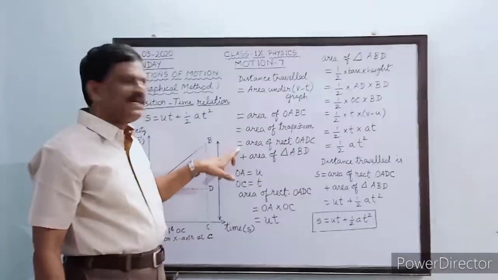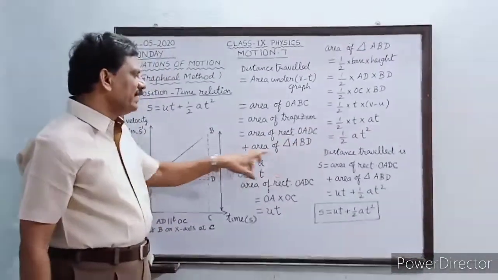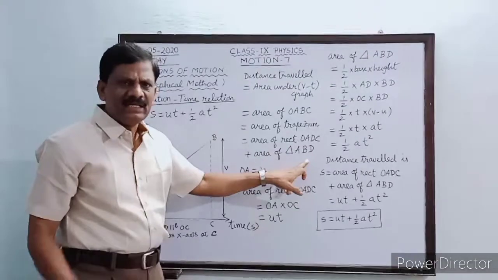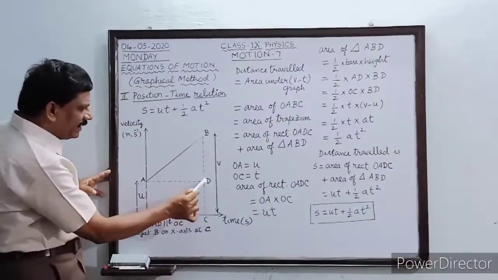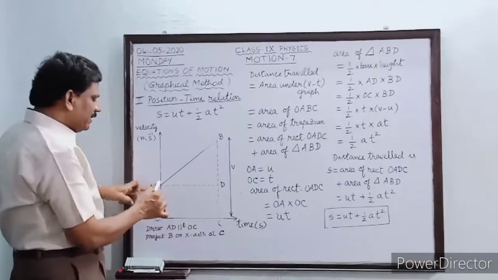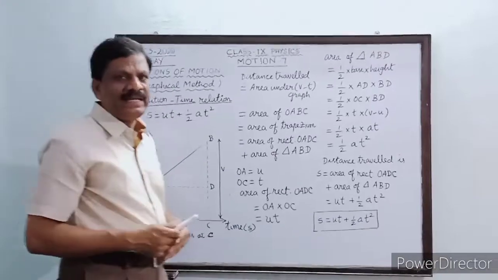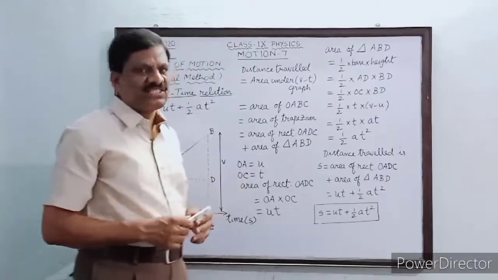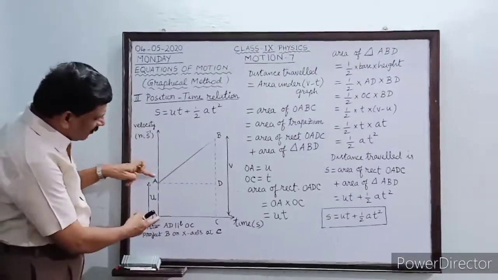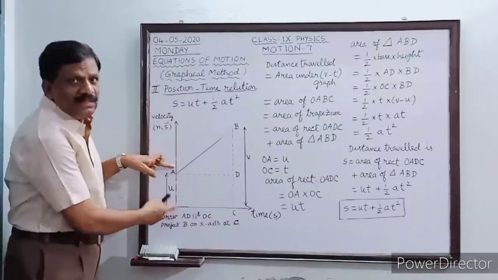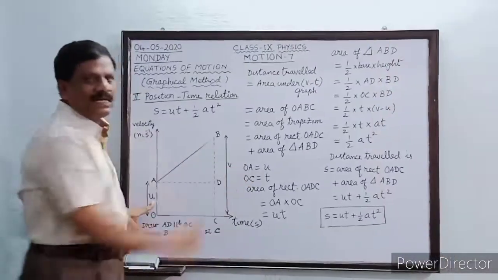This can also be written as equal to what? Area of the rectangle OADC plus area of the triangle ABD. So where are these two? Let us see. OADC. This is a rectangle, and ABD is a triangle. So we want to add the area of the rectangle and the triangle. Now before that, in the graph, what is this length of the portion OA must be equal to? Yes, that is equal to initial velocity of the body, U. So I have written OA is equal to U.